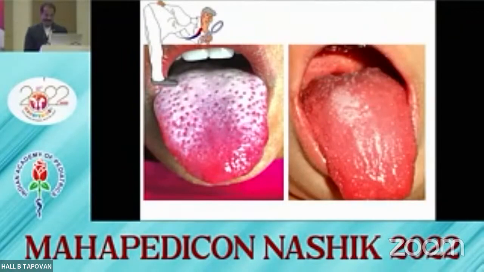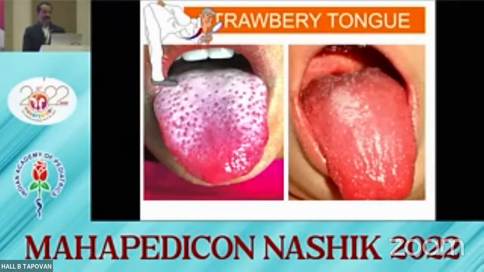What other conditions give a strawberry tongue? Kawasaki disease. One more: toxic shock syndrome. Sometimes mouth breathers, and even some viral conditions, we also have to keep in mind. So it is not always serious.